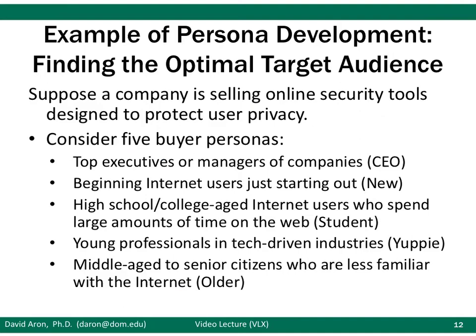All right, so here's a more detailed example. Suppose a company is selling online security tools designed to protect user privacy. They consider 5 buyer personas. As a side note, I'm interchanging personas with personae, ending in an AE. Both are plural of persona. So in this case, they came up with 5 possible customers.